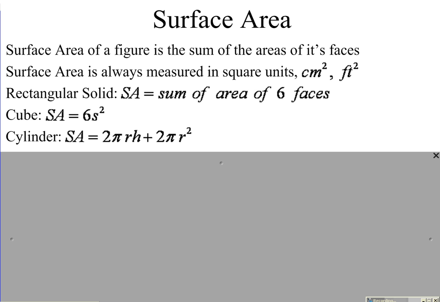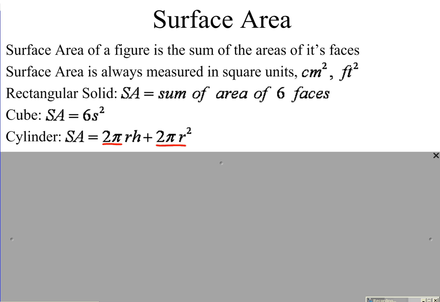For the second part of this formula, think of a cylinder as a soup can. If I want to cover the soup can in paper, this part represents the top and bottom circles. Remember, the area of a circle is pi r squared. How many of those circles do we have? 2 of them. So that's this part of the formula.